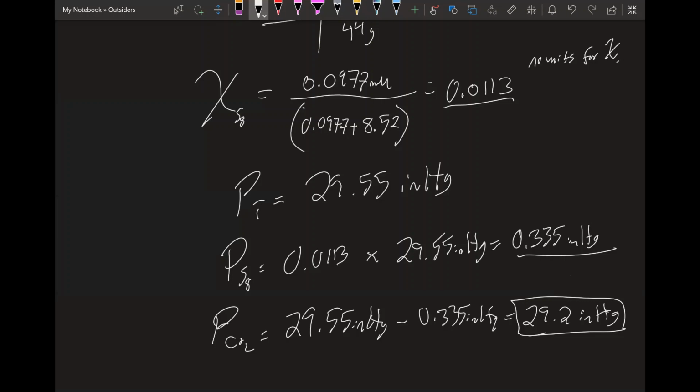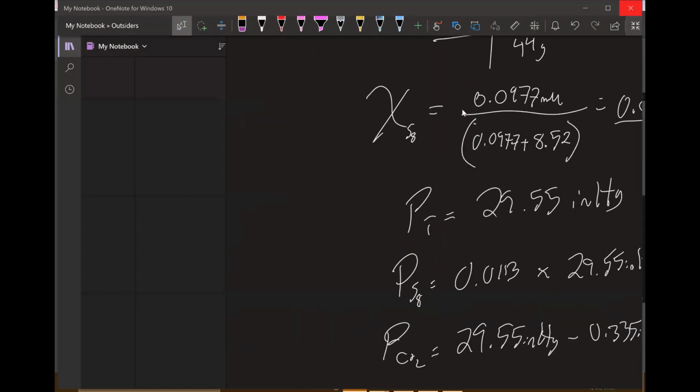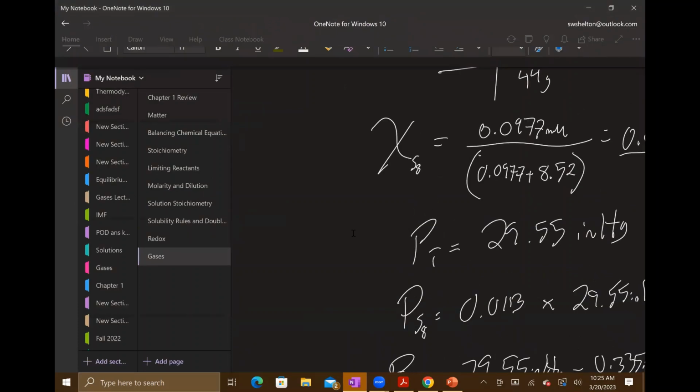Okay. So that's dealing with mole fraction. Any questions on that?